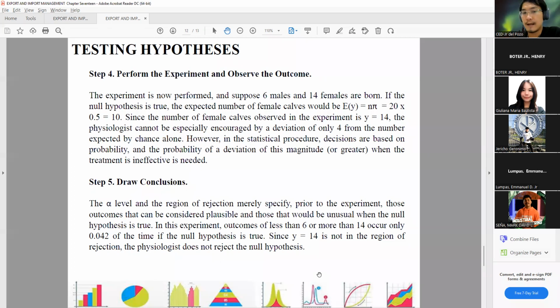Paano tayo nagpunta sa does not reject the null hypothesis or we accept the null hypothesis? Paano tayo umabot dito sa point na to? Nakuha niyo ba yan? Kung bakit tayo umabot yan? Kuha niyo ba? Tanong niyo kung nalalabuan kayo.